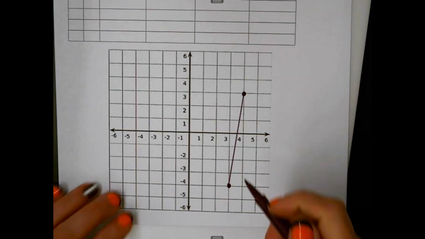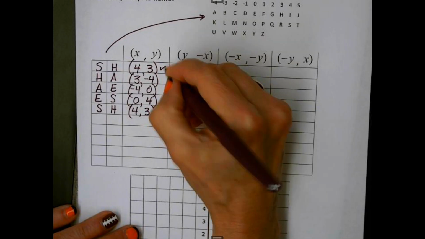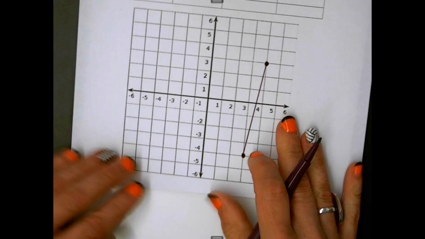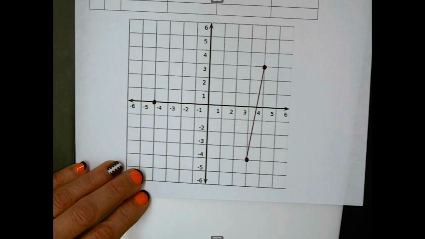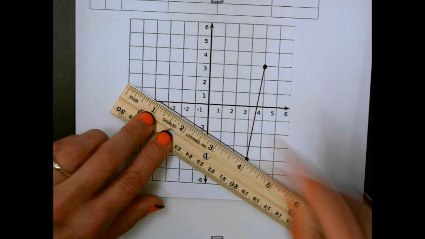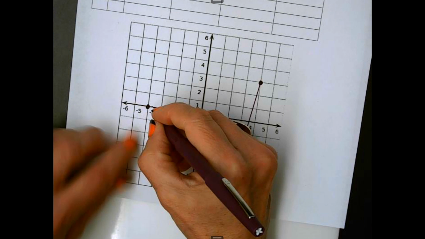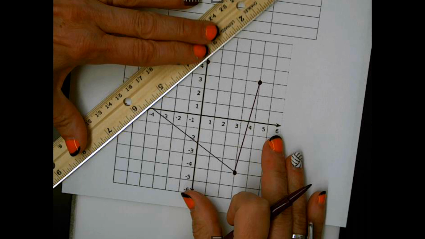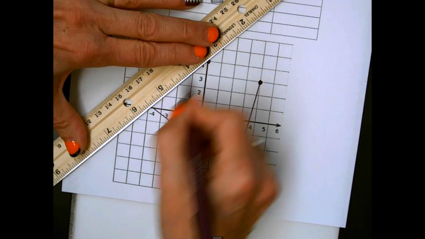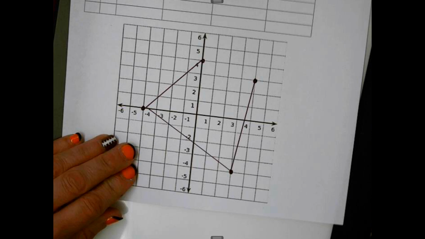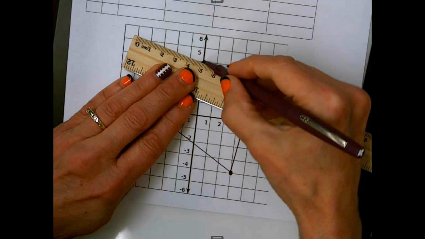So all I'm doing is going straight down up here. The next ordered pair I am going to graph is -4, 0. And I'm going to connect that with the previous point, which was 3, -4. And then I'm going to connect this to 0, 4. And then lastly, I end up connecting it back to the original point we started with, which was 4, 3. This is the shape of the name Shay.